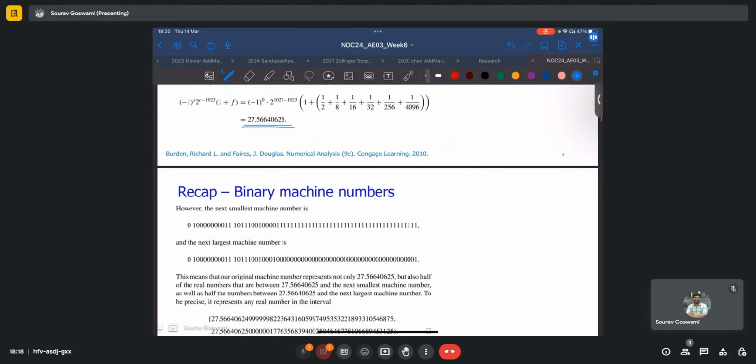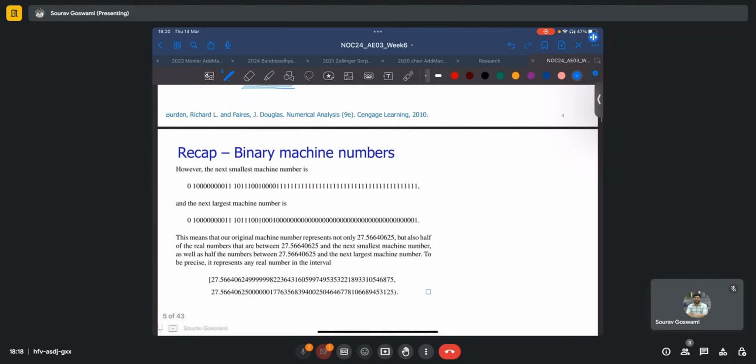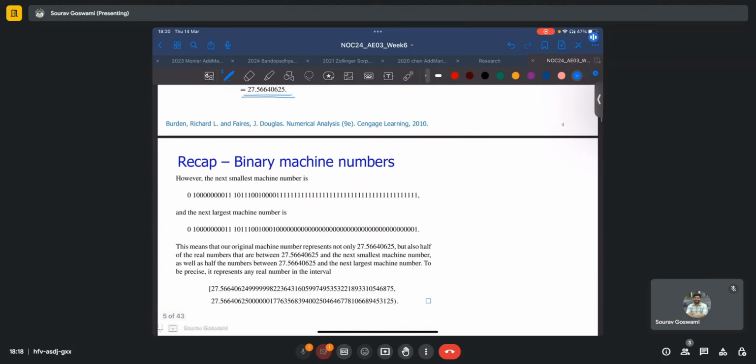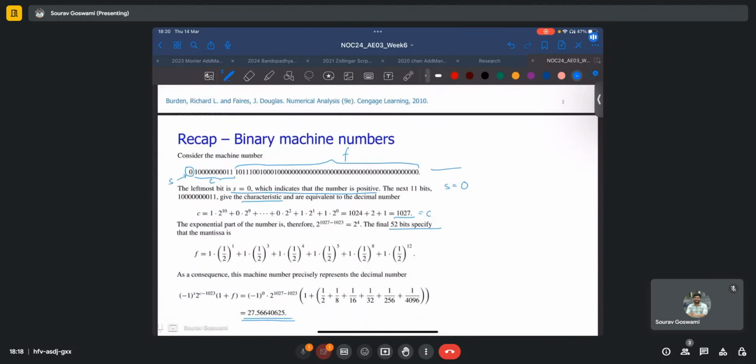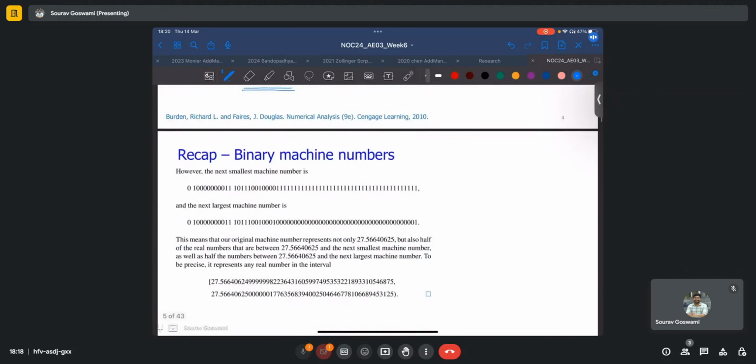One thing to note, however, is that this representation is not unique, or that we cannot represent every number of arbitrary precision using these binary digits. So we see here that the next smallest machine number after this one right here is this, while the largest is this.